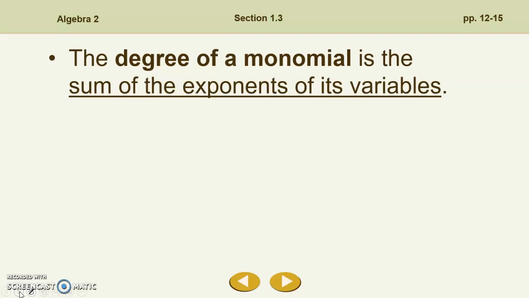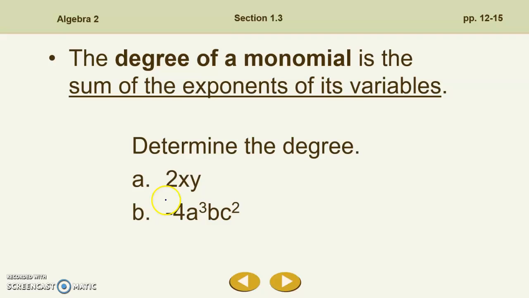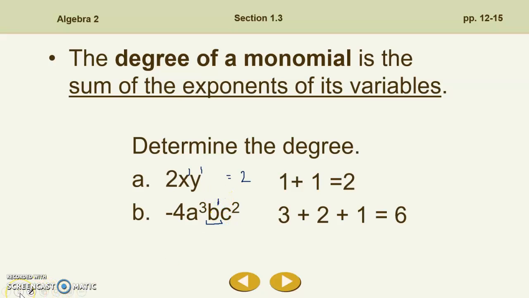The degree of a monomial is the sum of the exponents of its variables. So let's determine the degree. This is x to the first and y to the first, and the sum of the exponents there is 2. So the degree of that monomial is 2. What about letter B? What's the degree of that monomial? If you said 3 plus 1 plus 2 equals 6, then you are correct. Don't forget, if you have a variable with no exponent, it is implied or understood that the exponent is 1.